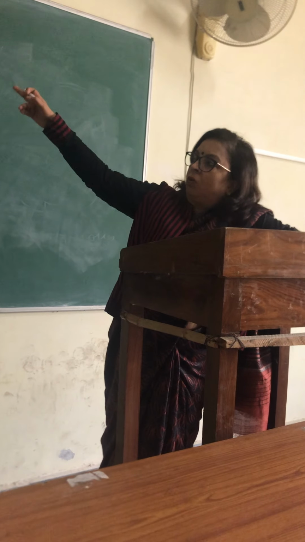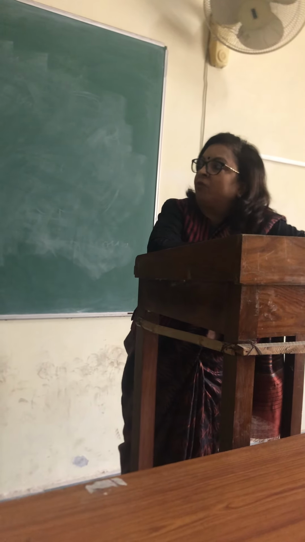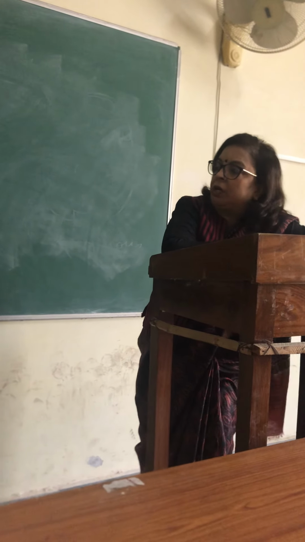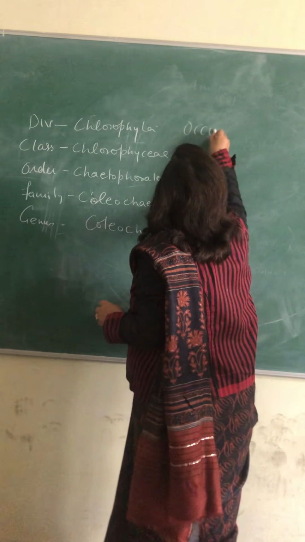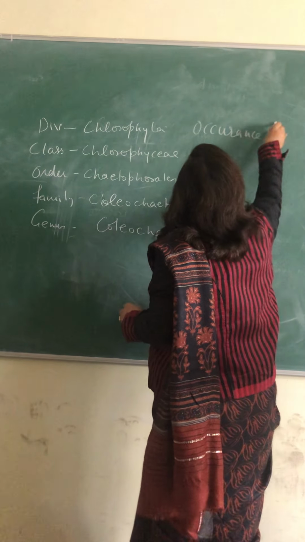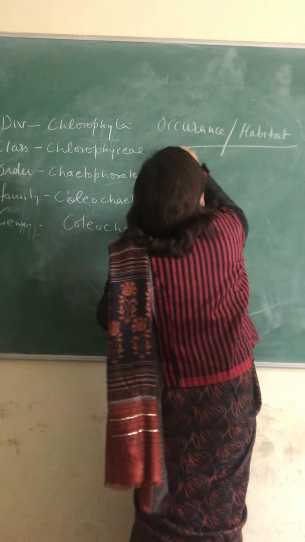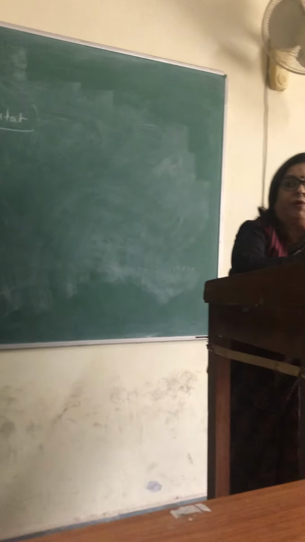And the whole of the classification is written over here. We can see that the name of the family is the name of the genus itself. Now coming to the occurrence or the habitat, means the place where the plant is growing or it is surviving.